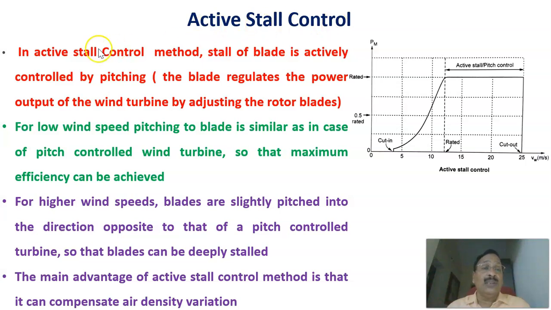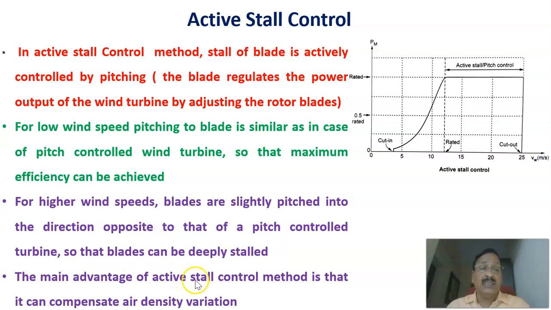In the active stall control method, the stall of the blade is actively controlled by pitching. The blade regulates the power output of the wind turbine by adjusting the rotor blades. For low wind speed, pitching of the blade is similar to that of a pitch control wind turbine, so that maximum efficiency can be achieved. For higher wind speed, the blades are slightly pitched in the direction opposite to that of the pitch control turbine, so that the blades can be deeply stalled.